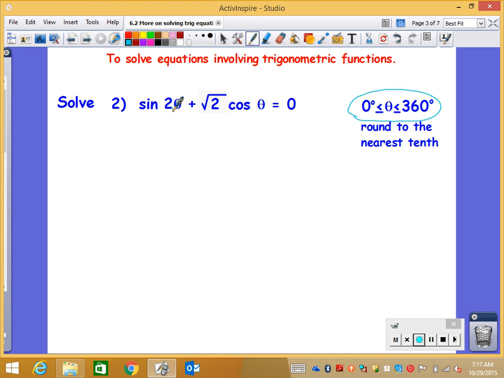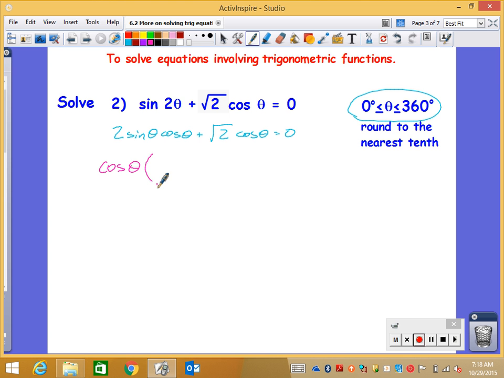Well, using my double angle identity, I know sine of 2 theta is 2 sine theta cosine theta. And I'm going to leave the second term the same. Root 2 cosine theta equals 0. Ooh. So right off the bat, it didn't look like that helped me. But what I can do from here is factor out a cosine theta from both terms. It has a common term, so I'm going to factor that out.